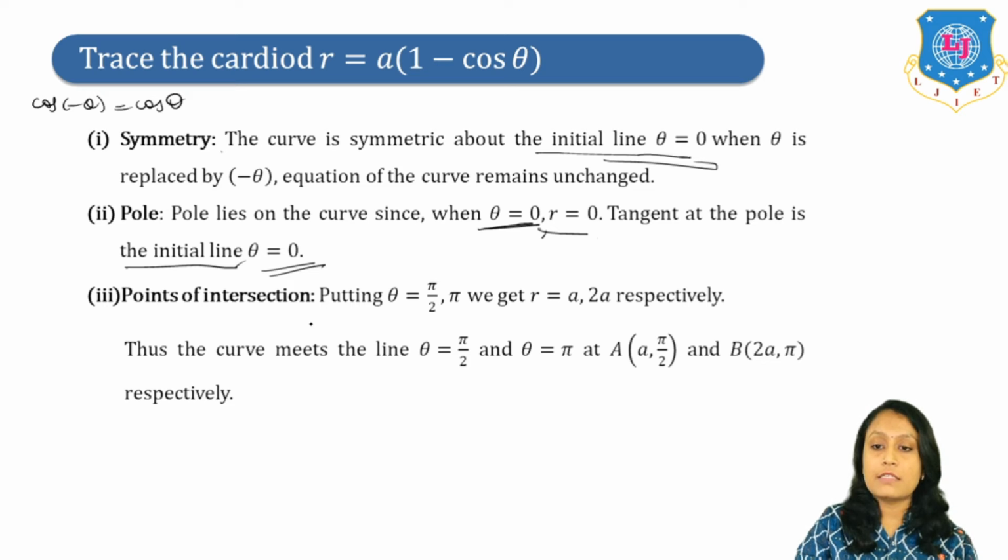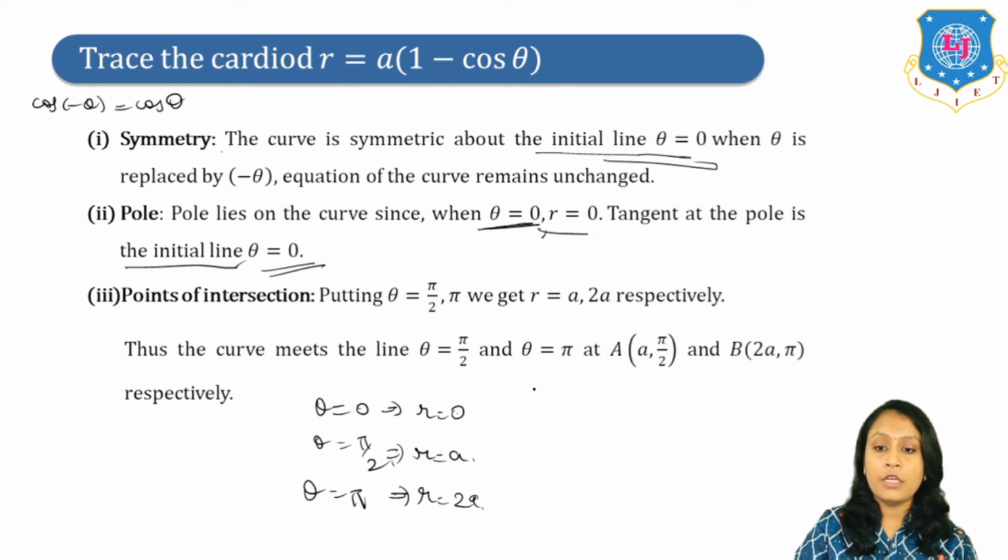Now we will discuss the points of intersection. For θ = 0, we know that r = 0. Now we'll check for θ = π/2. Substituting here, cos π/2 is 0, so r is a. Now for θ = π, substitute π here. cos π is −1, so minus minus becomes plus, so here r is 2a. So the intersection points are (0, 0), (a, π/2) and (2a, π).